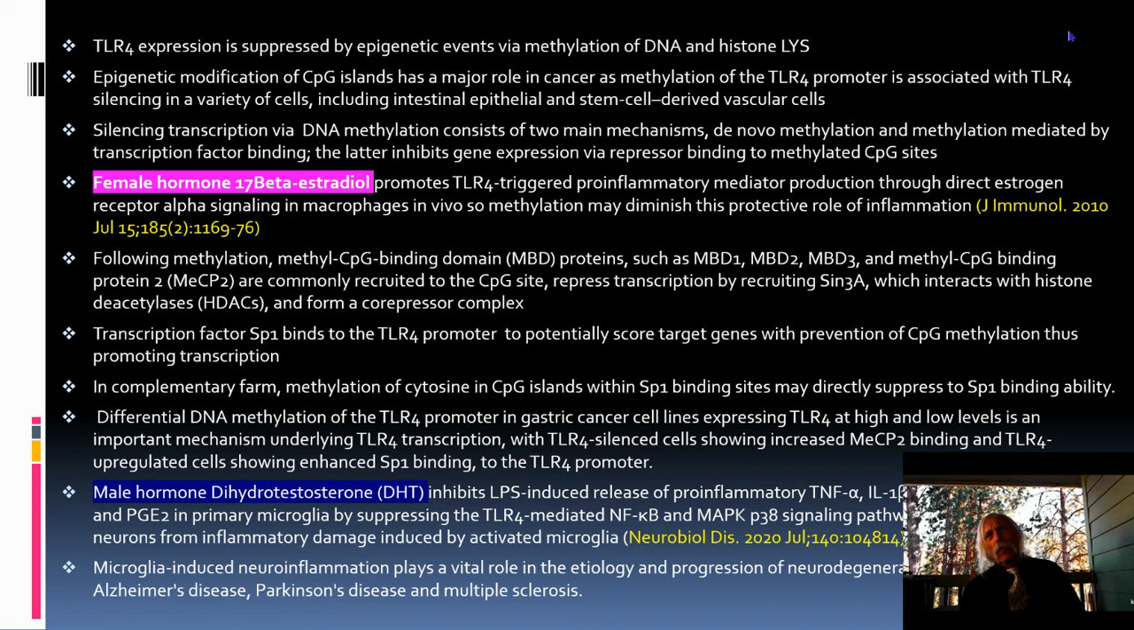When they have chronic inflammatory disease. Like what? Associated with what? Is that rare? Oh no. That's like people who are obese and have type 2 diabetes. They have chronic inflammation. And often people are put on corticosteroids. Here is what corticosteroids can do. They will promote TLR4-triggered pro-inflammatory mediator production through direct estrogen receptor signaling in macrophages. So the methylation will diminish the protective role of that inflammation.